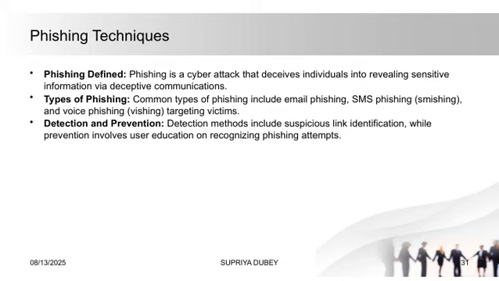Now, when we look at the different types of phishing, the most common ones are email phishing, where attackers send convincing emails that seem to come from legitimate sources. Then there's SMS phishing, also known as smishing, which involves deceptive messages sent via text. Lastly, we have voice phishing, or vishing, where the attacker might call pretending to be from a bank or a trusted organization to extract information.